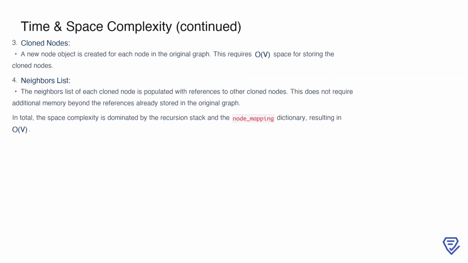In addition to the recursion stack and the node_mapping dictionary, we also need to account for the memory used to store the cloned nodes themselves. A new node object is created for each node in the original graph, which requires O(V) space since the number of new nodes is proportional to the number of original nodes. Lastly, there's the neighbors list for each clone node. While we do populate the neighbors list with references to other clone nodes, this doesn't require additional space beyond the references already stored in the original graph. Therefore, the total space complexity is dominated by the recursion stack and the node_mapping dictionary, resulting in O(V).